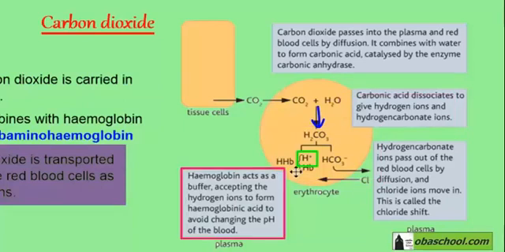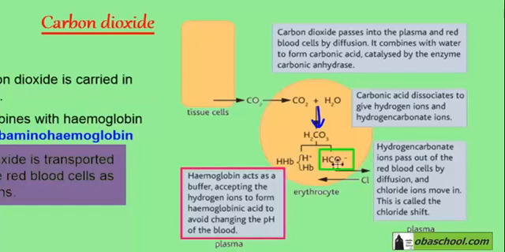So what does hemoglobin do? It acts as a buffer. It accepts this hydrogen ion and forms hemoglobinic acid, which is hemoglobin plus H+ gives us hemoglobinic acid. This is in order to avoid having the H+ change the pH of the blood.